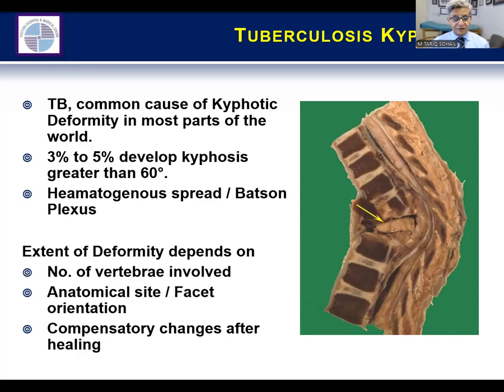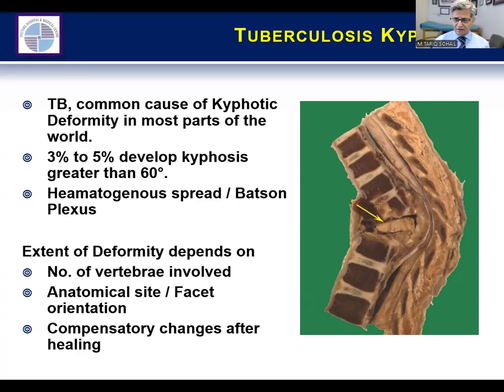The extent of the deformity depends on the number of vertebrae involved, maybe two adjacent vertebrae. That's usually the beginning, but as the disease advances, the vertebrae may be destroyed, or more vertebrae may be recruited, producing pathological deformity. It also varies according to the anatomical site and facet orientation, and the compensatory changes which occur because of kyphotic deformation, mainly in the posterior part of the spine, in which the facets may be dislocated or deformed.